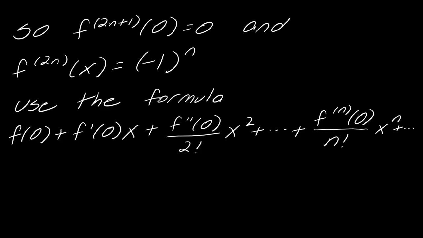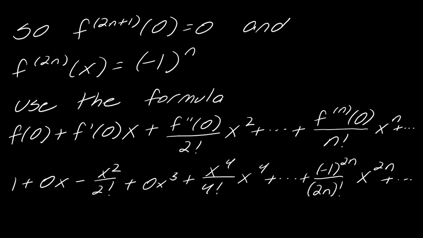Okay, so now I'm using my formula. And a lot of this particular formula drops out, right? Because all of the odd derivatives are just equal to 0. So when I set this up, if I just plug in everything, I've got 1, 0x, x squared over 2 factorial, and then 0x cubed, and so on and so forth. So I've got this whole formula here. This really comes out to negative 1 to the n over 2n factorial. Oh, sorry, I meant negative 1 to the n, not 2n.